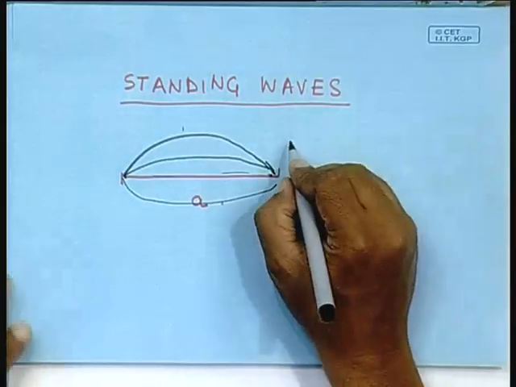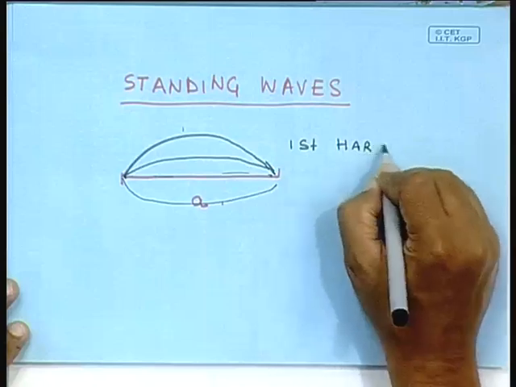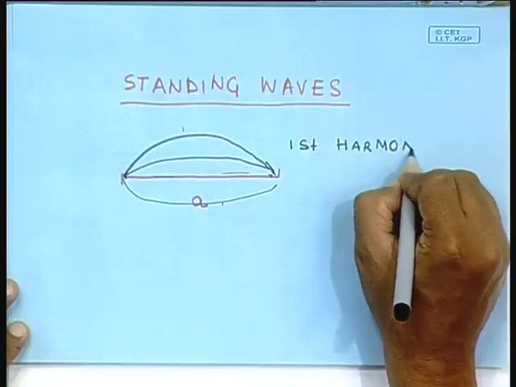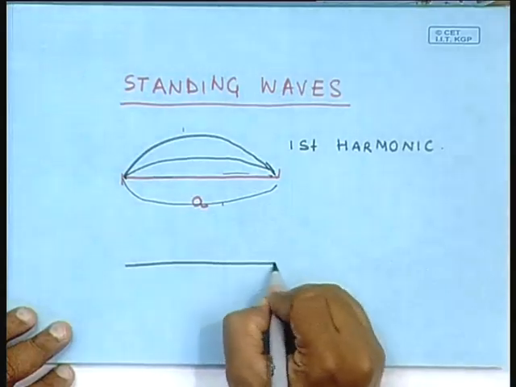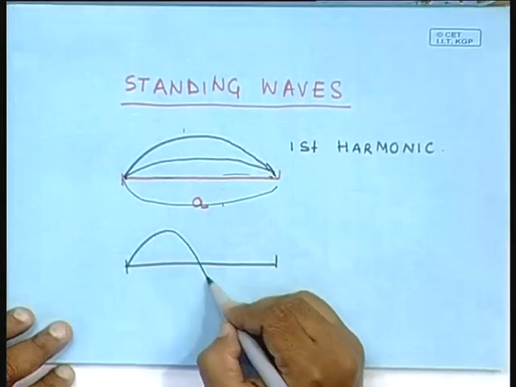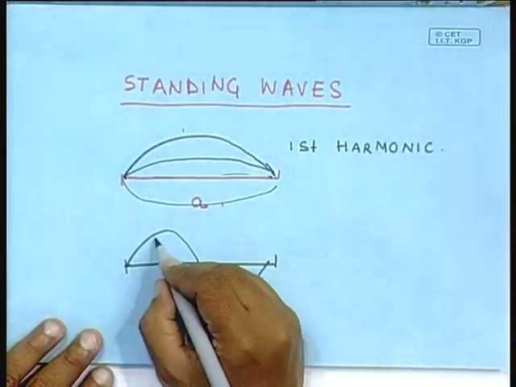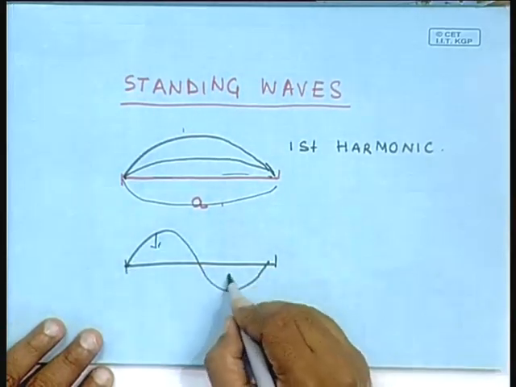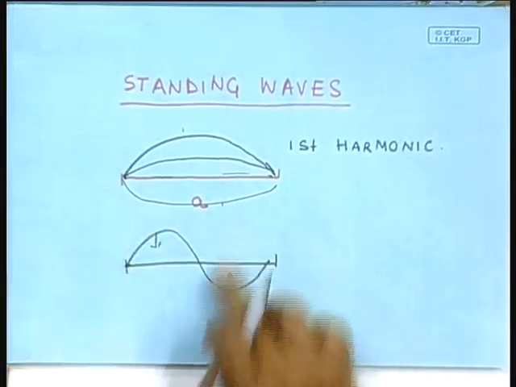So this is the first harmonic for a standing wave, for example a string. And then you have the second harmonic. In the second harmonic you have one node over here, and with time this goes down and this goes up, and the vibration, this goes up and the whole thing moves up and down like this.